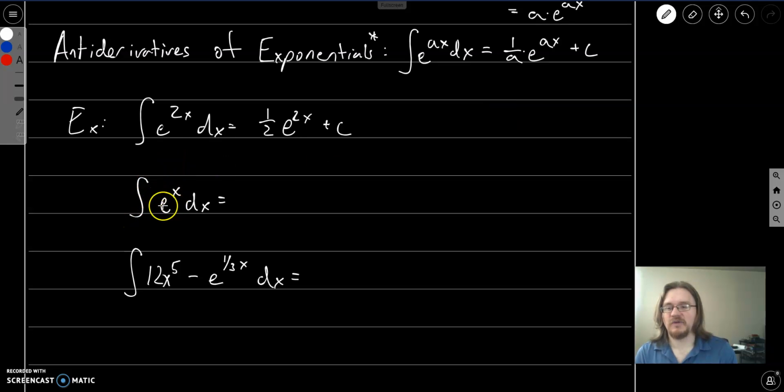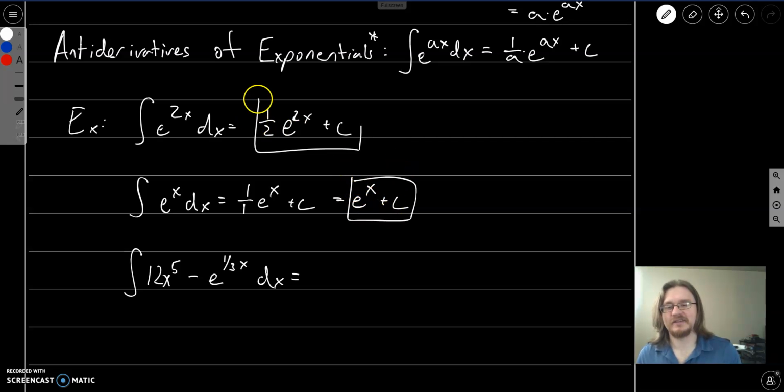And then the antiderivative of e to the x, again, is going to be e to the x divided by 1, because this is 1 times x. But what is 1 divided by 1? That's just e to the x. And this makes sense, because we know that the derivative of e to the x is e to the x. So the antiderivative of e to the x should be e to the x plus c. You can't forget the plus c. But exponentials are quite nice.